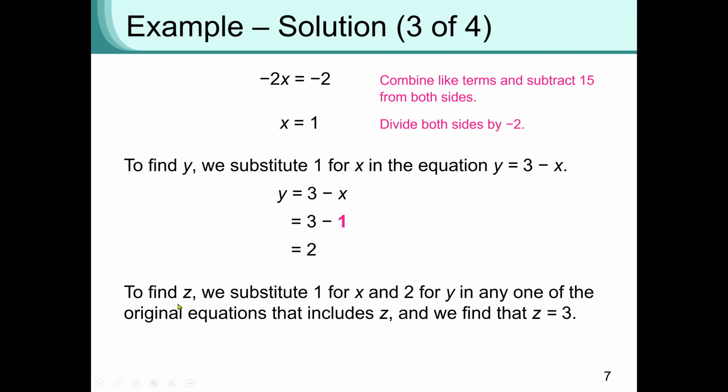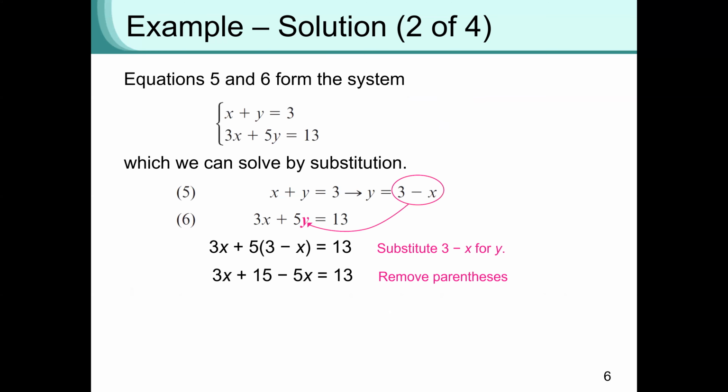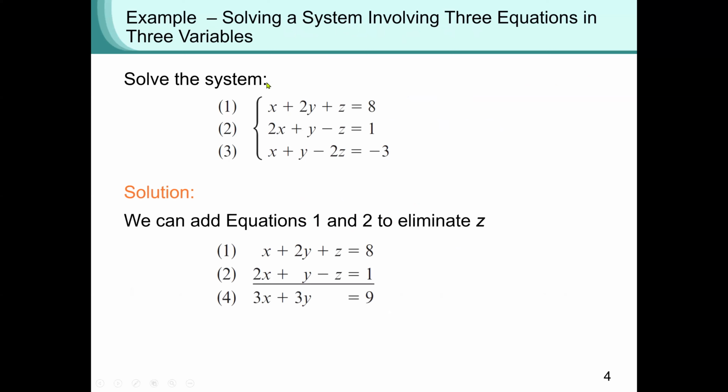So now to find z, we substitute 1 for x, 2 for y in any one of the original equations that includes z. And we find that z will give us 3. If you use any of the 3 original equations, you substitute the values of x and y, you'll get the same answer, 3. So let's give it a try. So here x is 1, y is 2. Let's put it in our first equation. x is 1, y is 2, so we get 1 plus 4, which will give us 5.